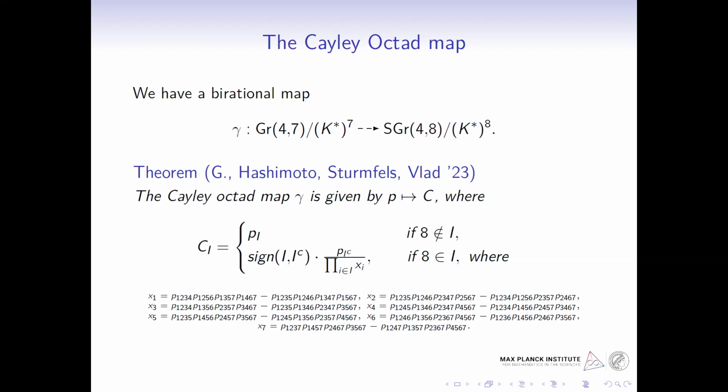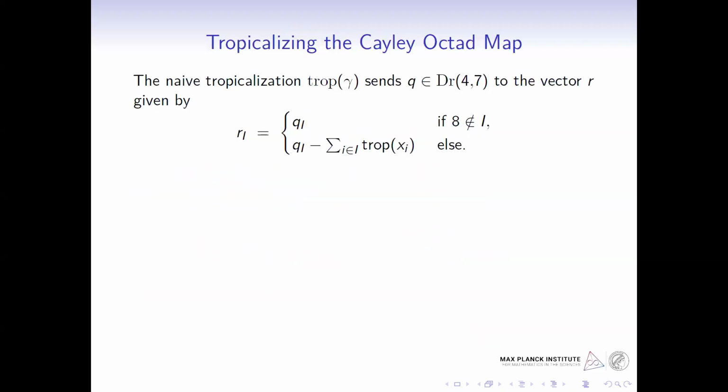Okay. So classically, we have this nice map. And now it would be really great if we could tropicalize this, because we do understand the tropical Grassmannian 4-7. This we know. So let's just be naive and say, okay, we can just put trop on this formula and see what happens. Okay, what happens is the following.